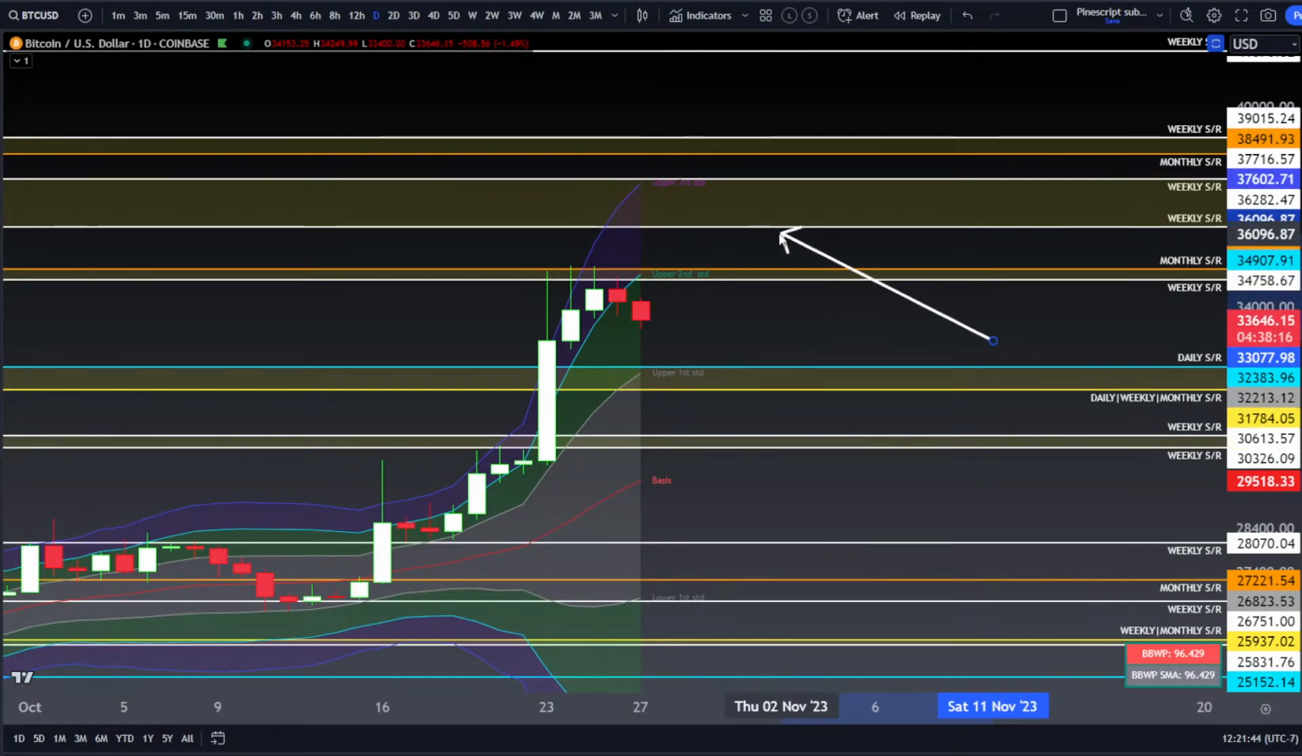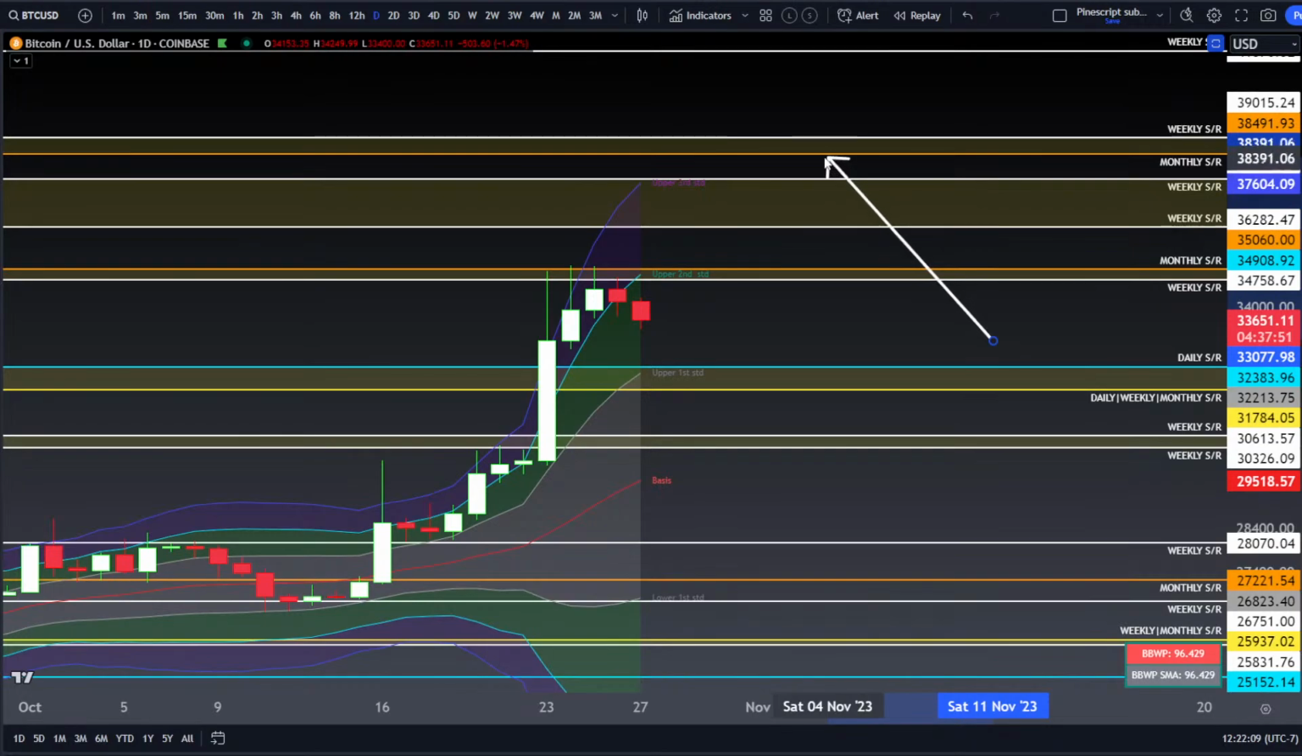Above the monthly, there is a weekly, and this would be the main target overhead if we do see a breakout for myself that doesn't just swing the highs and come right back into range. So I would be looking at 36,282, so 36,2 to 3 at this weekly, and then above it, where the upper third is coming in, 37,6 to 700.